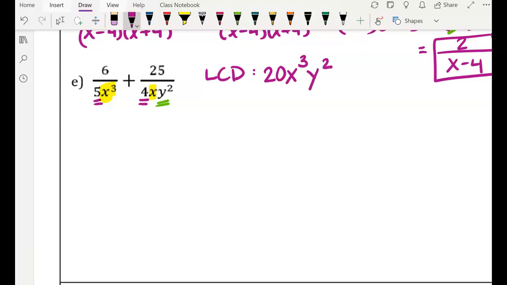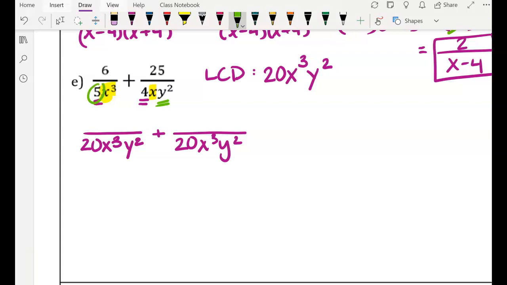So that's your LCD. Then we do the same thing. We write two fractions since we have addition of two fractions here. So 20x cubed y squared. So let's look to see what's happening, okay? So the 5 and the 20, we definitely need to multiply by 4. So let's drop down the original numerator and we're going to multiply by 4.